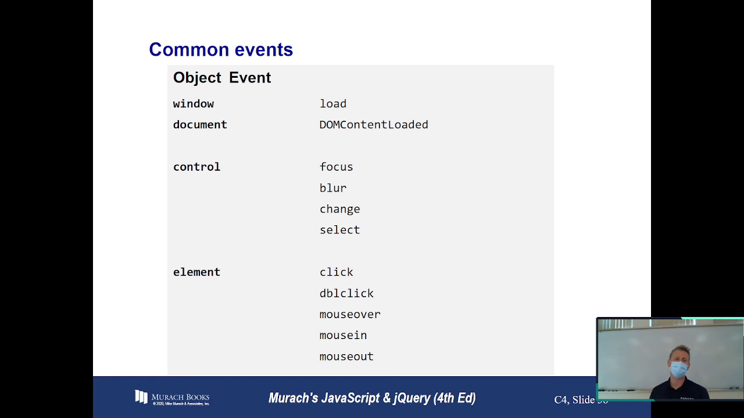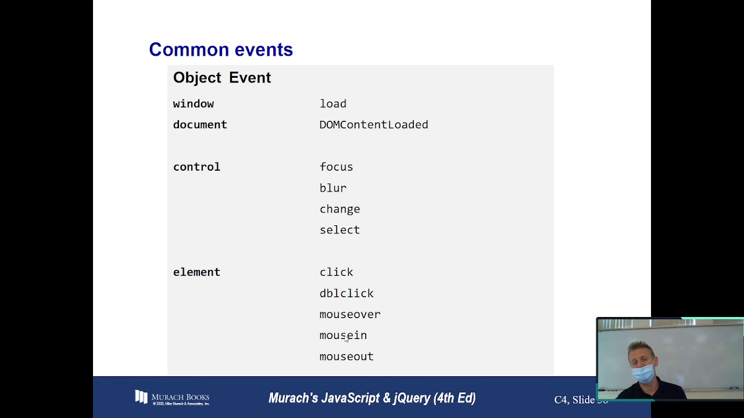Let's look at some different events. So we know the click event, right? The element, like a paragraph, you could do a click event on a paragraph. You could do a click event on anything, right? A list, you could do a double click. You could do a mouse over an image, a mouse out of an image.